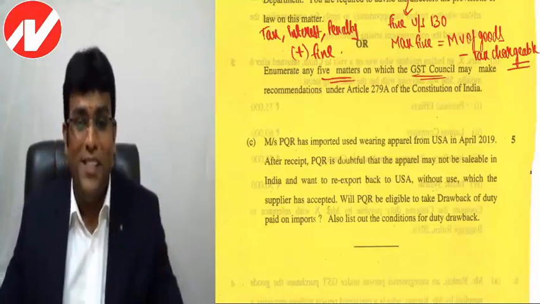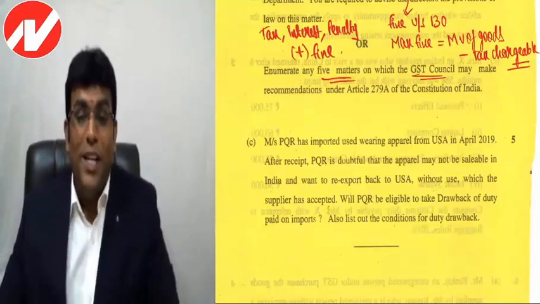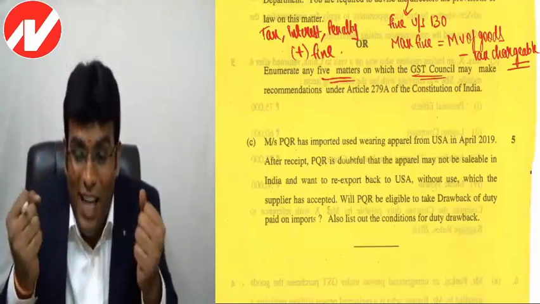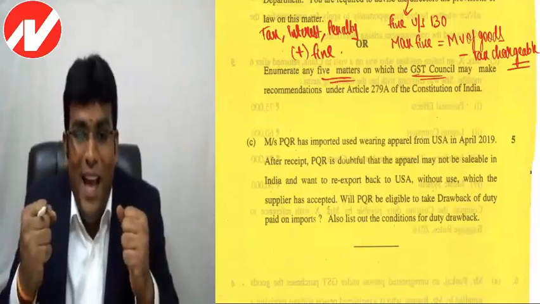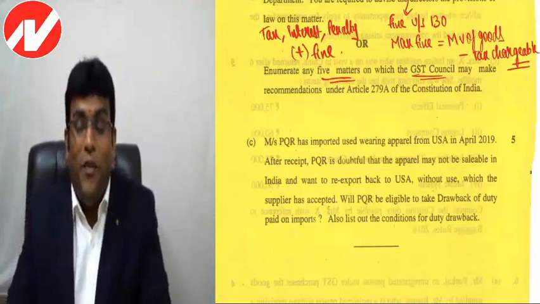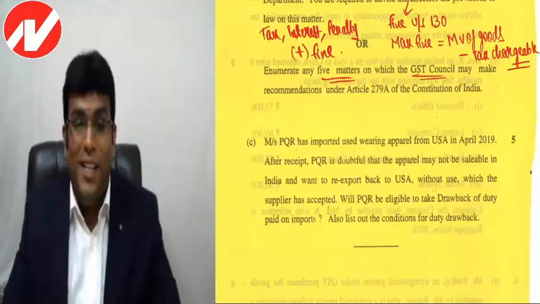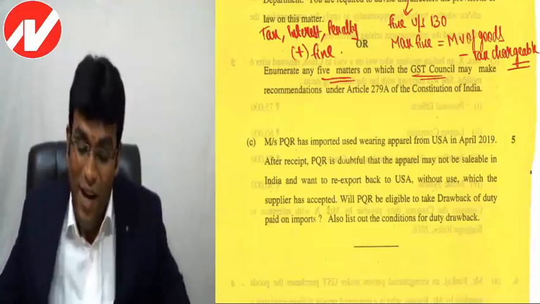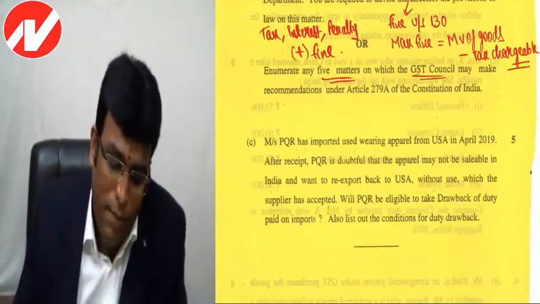Then enumerate any 5 matters on which GST Council may make recommendation under Article 279A. Wonderful point, my dear friends. Article 279A talks about GST Council, in which there are central members and also state members. Central has a weight of 1/3 and all state members together have a weight of 2/3. But to pass a resolution, there should be a 3/4 majority, friends. Clear, friends? Now let me tell you what the matters are.